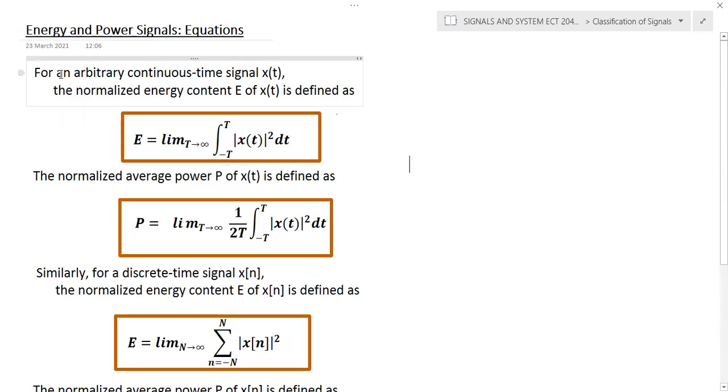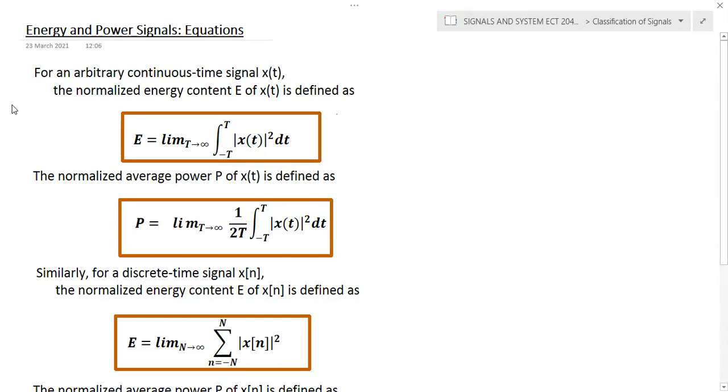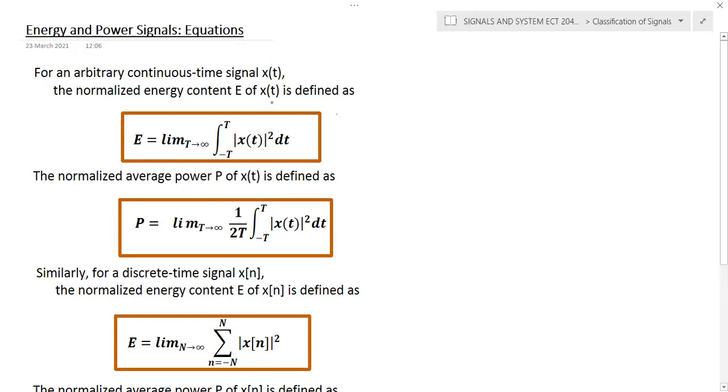For any continuous time signal, for example, x of t, we can calculate the energy E by using the formula limit t tending to infinity integral minus t to t modulus of x of t whole square dt. Okay, and this is for continuous time signal, and let there be a signal x of t.